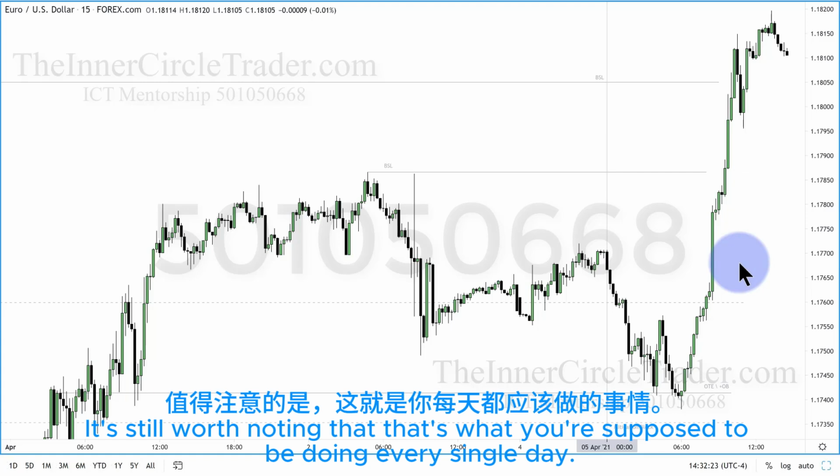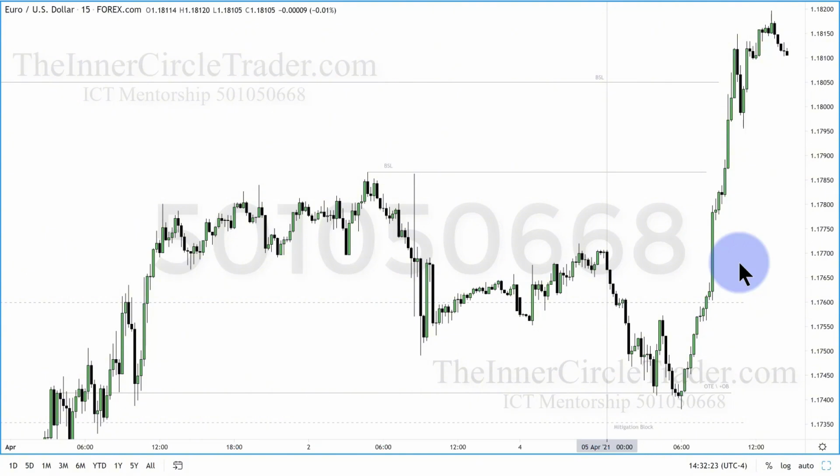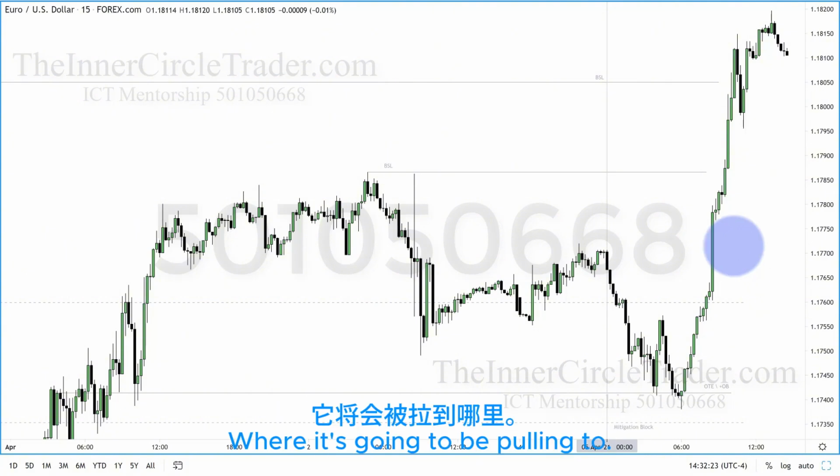Still worth noting that that's what you're supposed to be doing every single day. It's not always a trade execution. It's studying where the draw and liquidity is, where it's going to be pulling to.